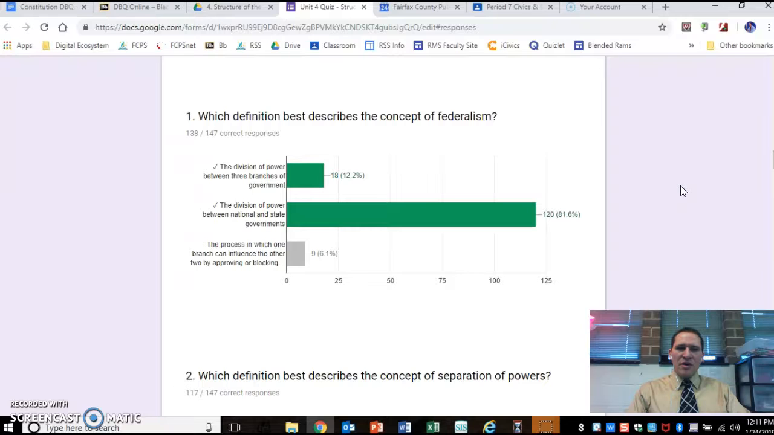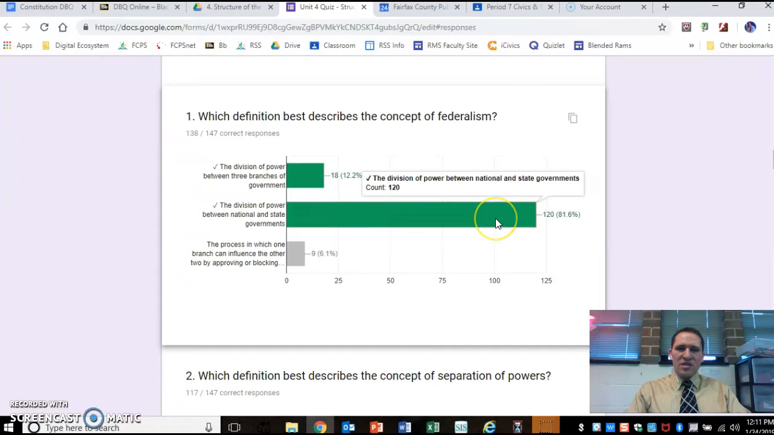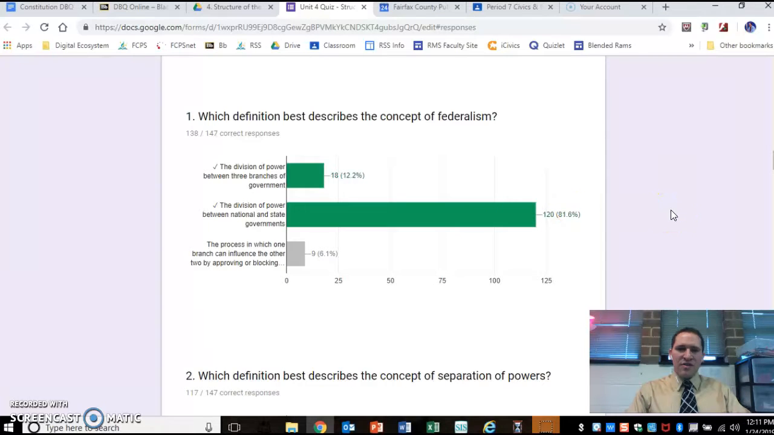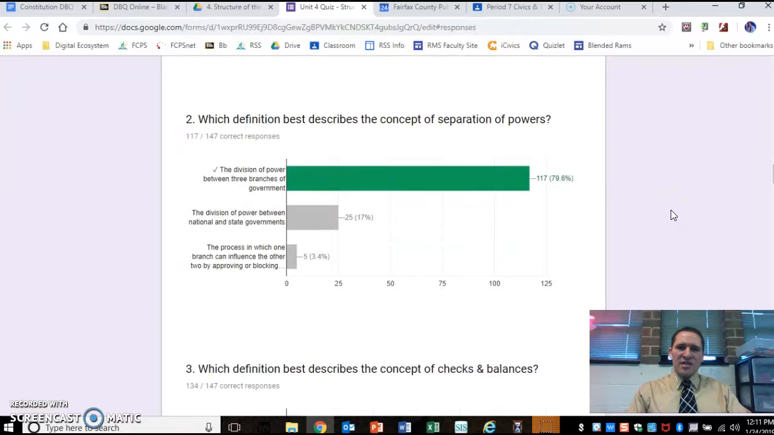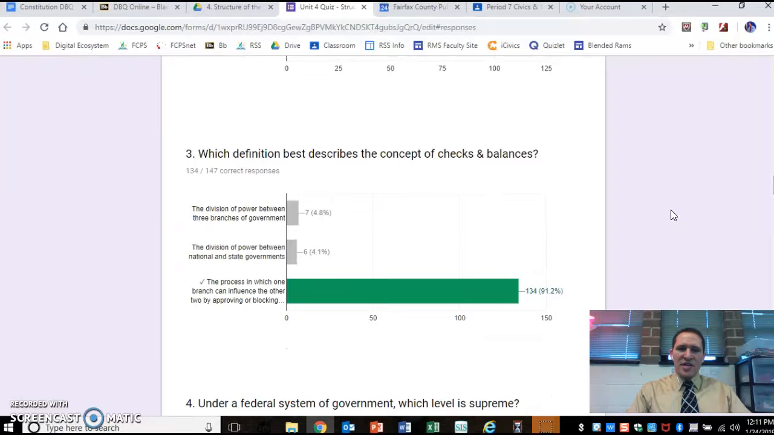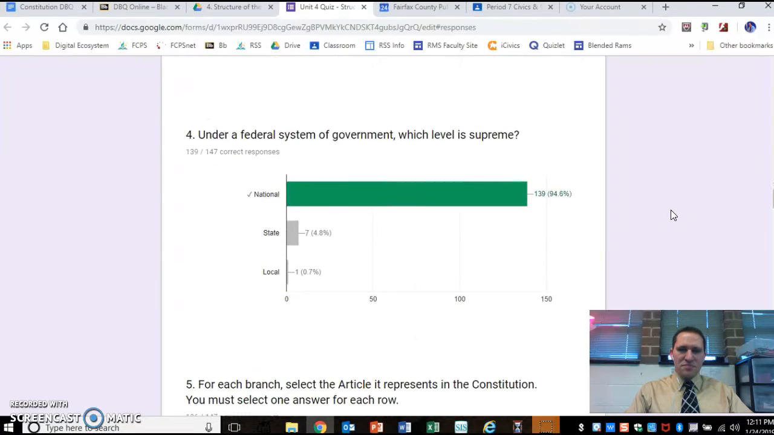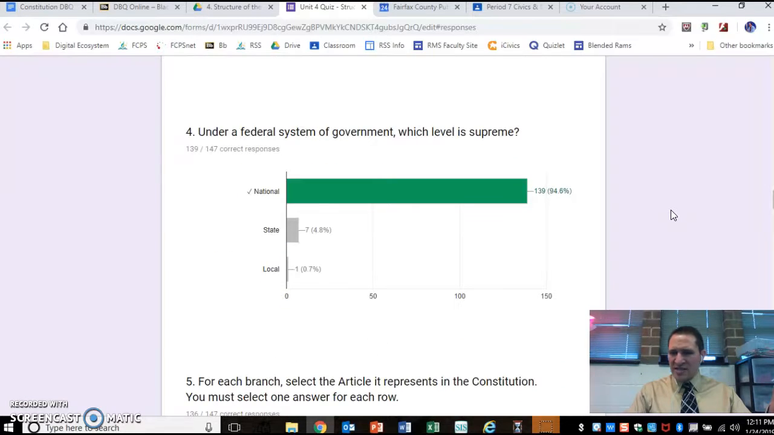So here we go. Federalism was the correct answer. 120 got it right, but a lot of you mixed up some of these different concepts. Separation of powers is three branches. Federalism is national versus state. And then checks and balances, more of you got this one right, where one branch can approve or block something from another branch. Basically it's one of those guards against tyranny, where it prevents one person or one group from becoming too powerful. National level is supreme. That's why it's on top of the 9-box chart.